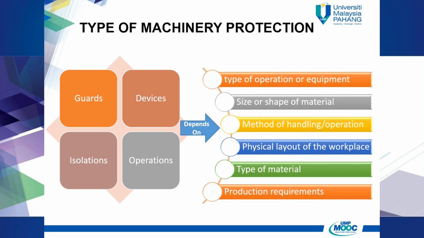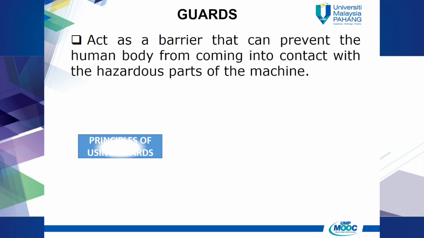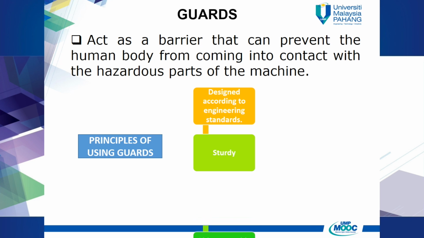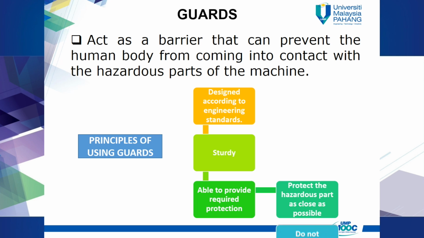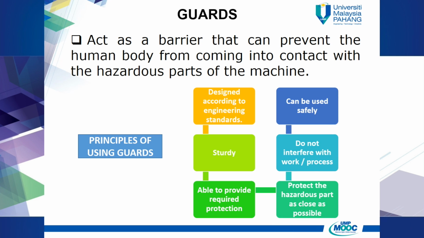Guards are protection that will act as a barrier that can prevent the human body from coming into contact with the hazardous parts of the machine. Guards that are used must be designed according to engineering standards, sturdy, able to provide required protection, protect the hazardous part as close as possible, do not interfere with work, and can be used safely. Do you know how many types of guards we have for machinery protection? Let's view all of these.